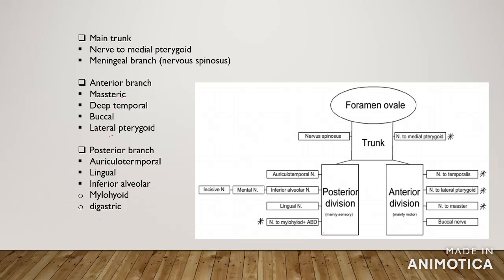So if we recall the branches, let's learn it like this. From the main trunk, you have the nerve to medial pterygoid and the meningeal branch. The meningeal branch is also called nervus spinosus. How to remember this? We have a mnemonic, triple M or 3M, to remember that the main trunk supplies medial pterygoid and meningeal branch.